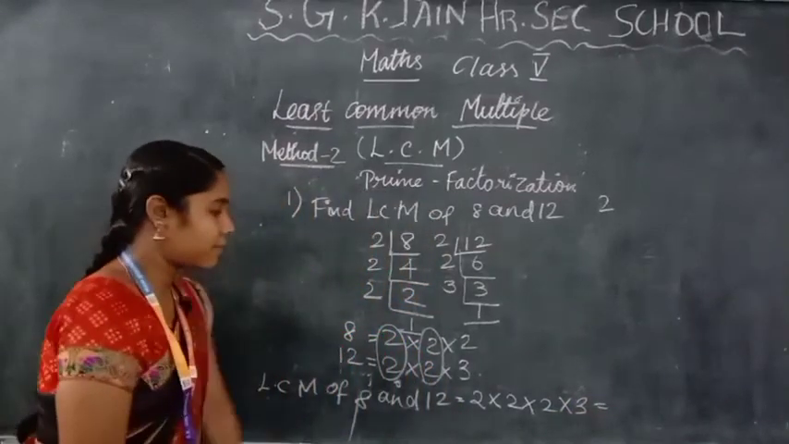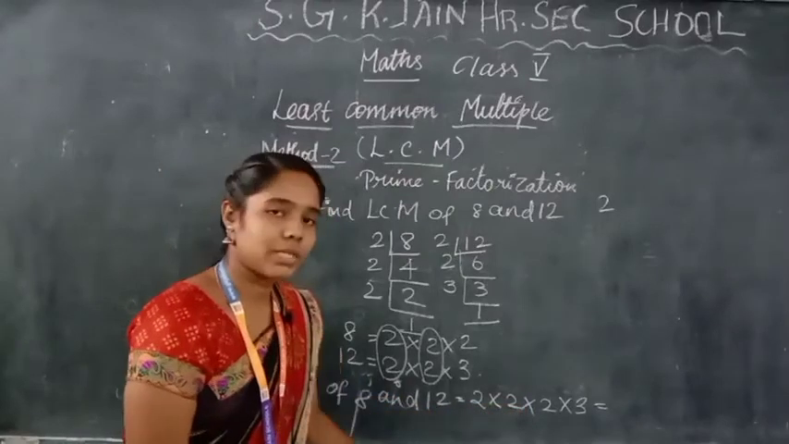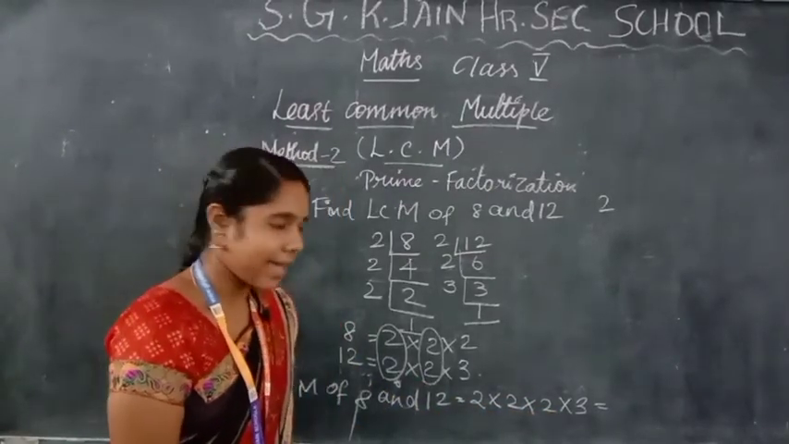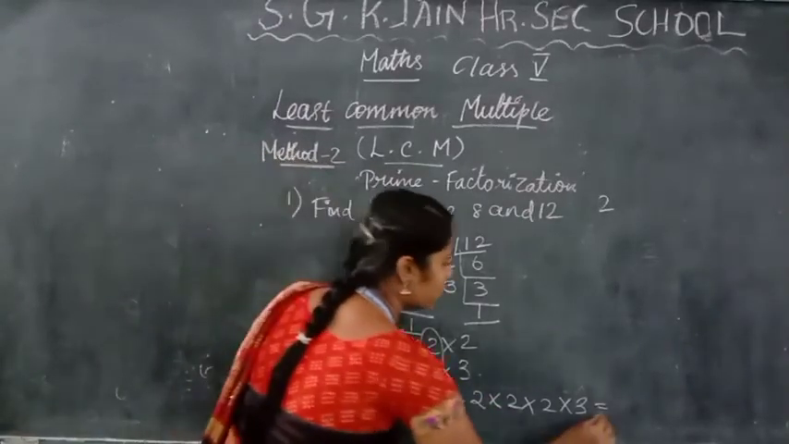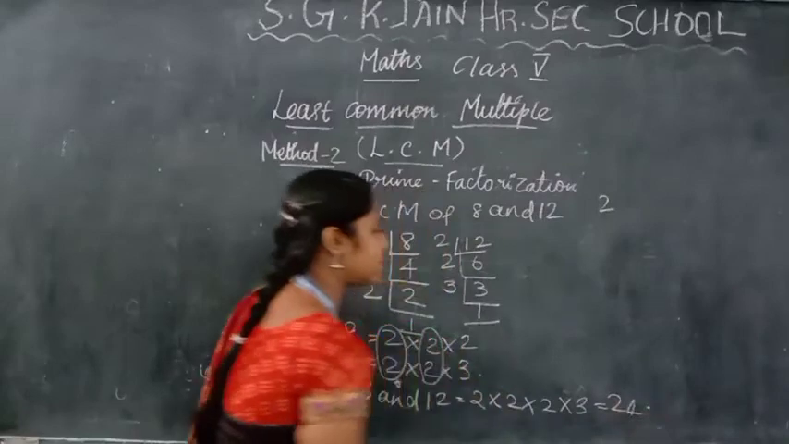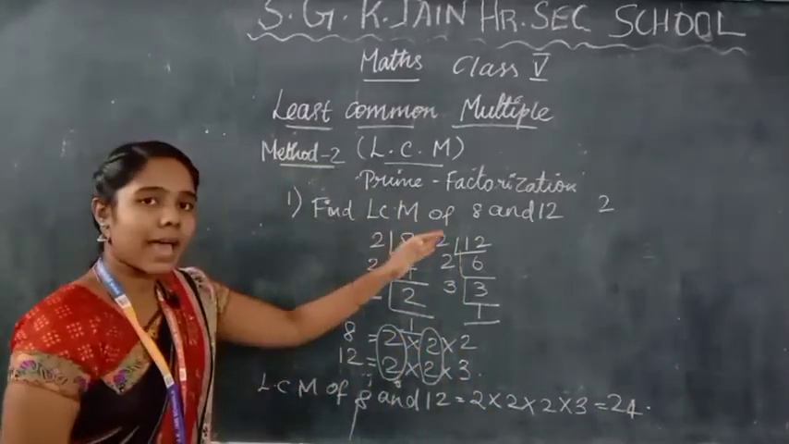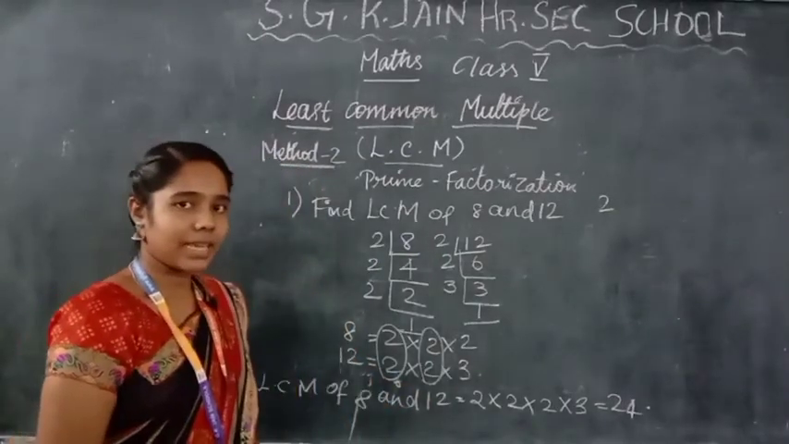Okay, then what we have to do? We have to multiply the numbers. So what is 2 2's? 4. 4 2's are 8. 8 3's are, what is the number? 24. Correct. So what is the least common multiple of 8 and 12? Yeah, it is 24. This is very easy, right?